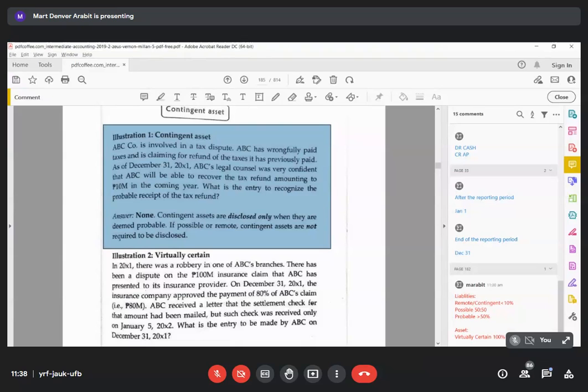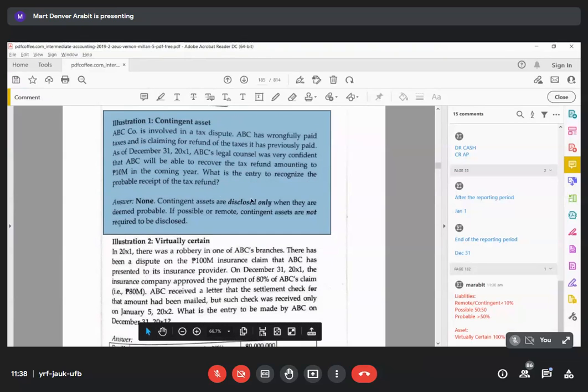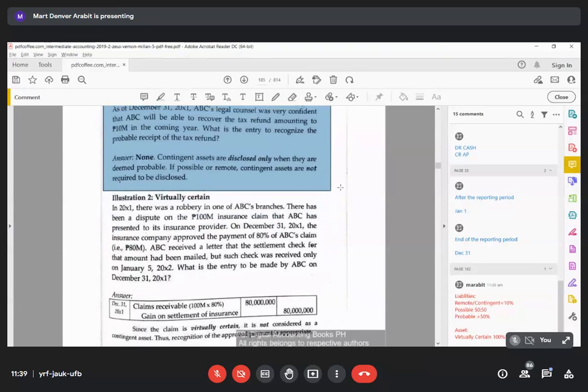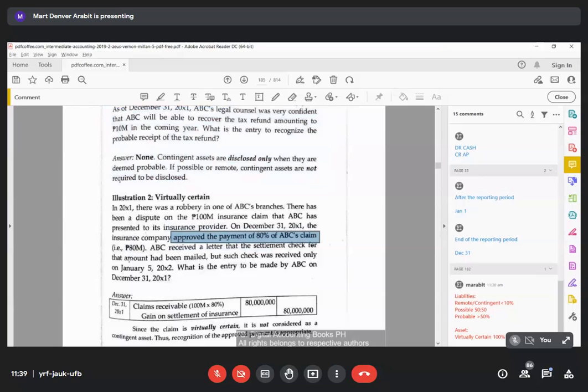Illustration number 2, virtually certain. So in 2021, there was a robbery in one of ABC's branches. There has been a dispute on a 100M insurance claim that ABC has presented to its insurance provider. On December 31, 2021, the insurance company approved the payment of 80% of ABC's claim, which is 80 million.